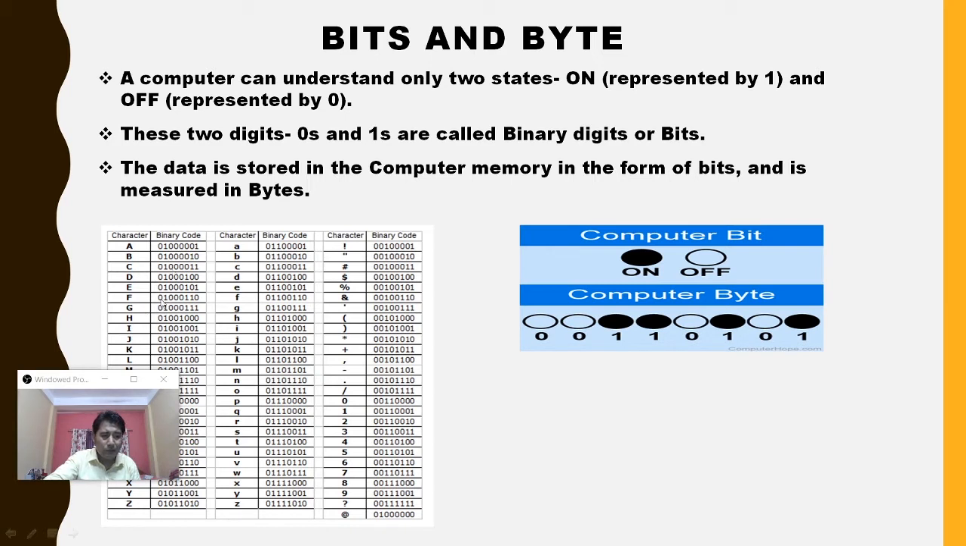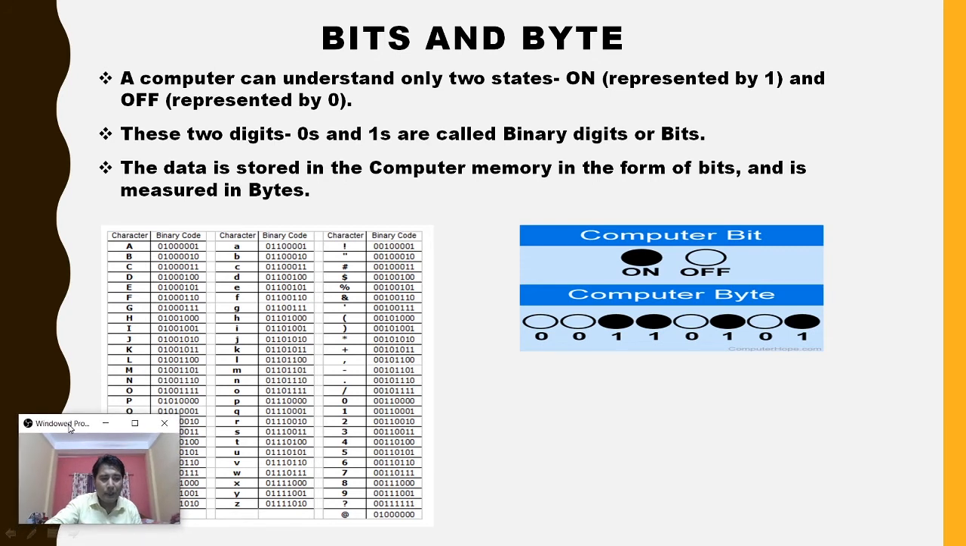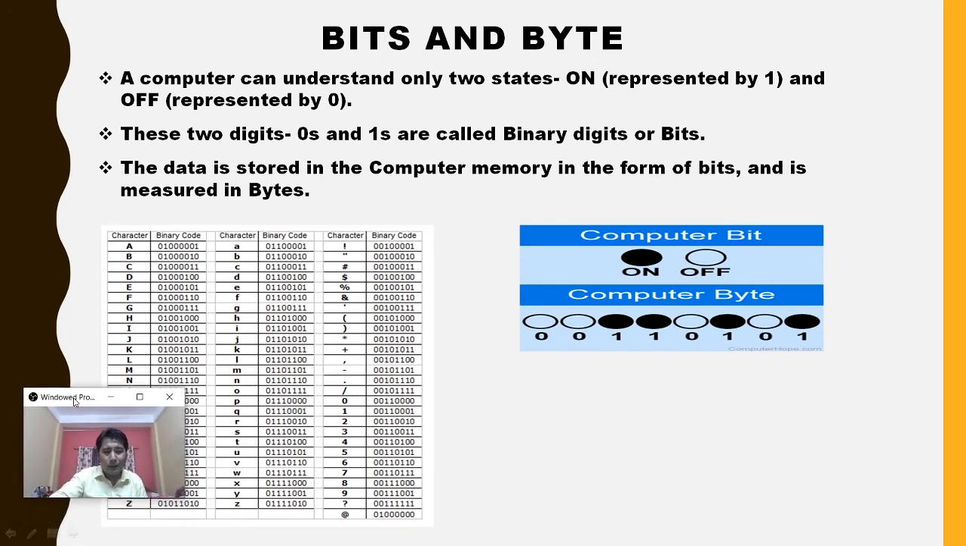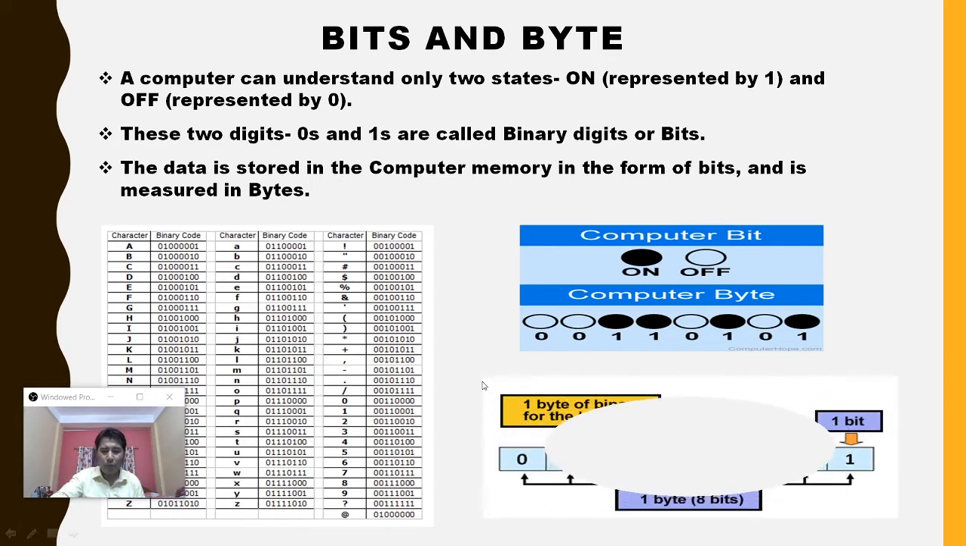If you see the figure here, you can see all the characters and their equivalent binary code. Because I have already said that the computer does not understand anything other than 0 and 1, whatever instruction you give in the high level language has to be converted into machine code, that is 0 and 1.